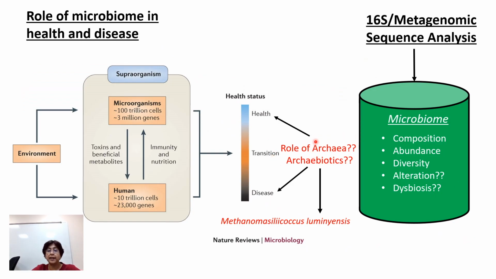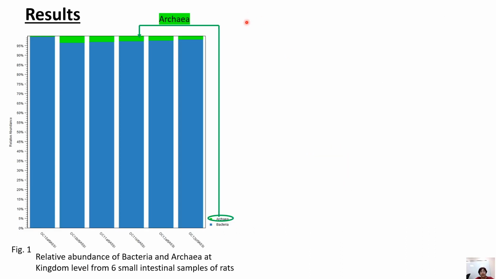The role of archaea in health and disease is unknown. Many believe that archaea are non-pathogenic and don't cause disease. Others believe that archaea are pathogenic and cause disease. A recent proposal put forward an archaeal strain called Methanomassiliicoccus luminyensis as a potential archaebiotic. Archaebiotics are similar to probiotics, but probiotics use bacteria. Archaebiotics will be using archaea.